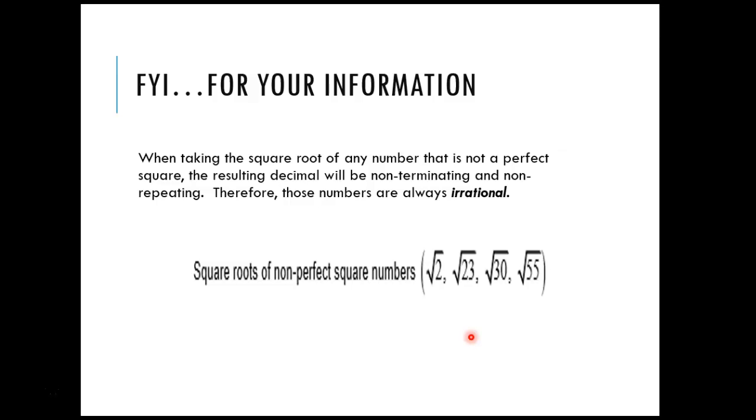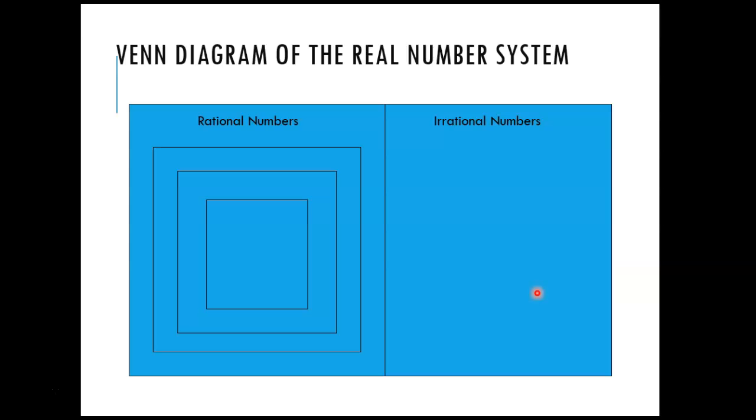an irrational number. So for your information, when taking the square root of any number that is not a perfect square, the resulting decimal will be a non-terminating and non-repeating decimal. Therefore, those numbers are always irrational. So some examples of non-perfect square numbers or square roots are square root of 2, square root of 23, square root of 30, square root of 55.